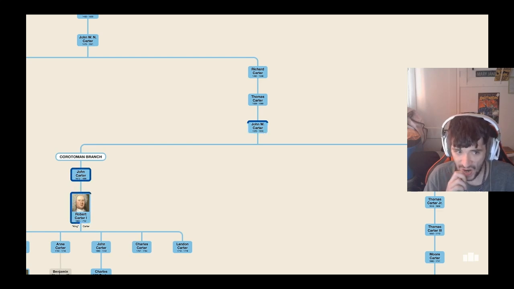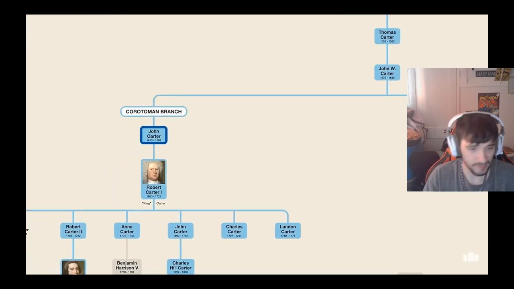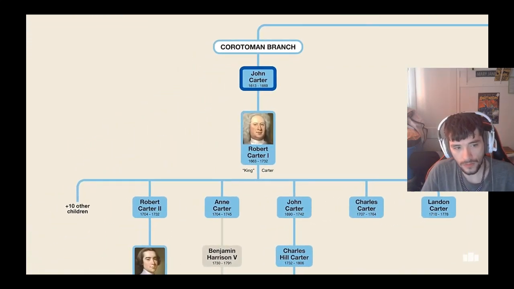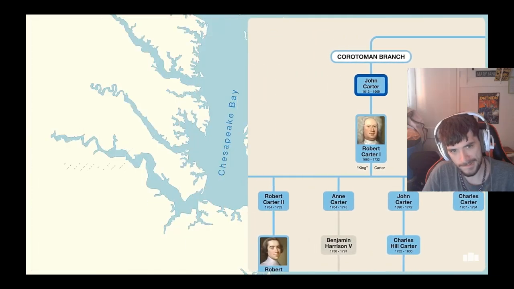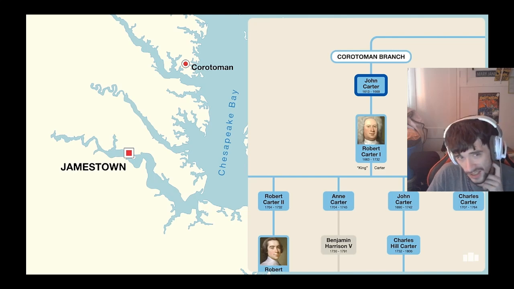Now, before we look at the Isle of Wight branch, which leads to Jimmy Carter, I first want to tell you about this Corotoman branch. John Carter, having been born in England, decided in 1635 to immigrate to the colony of Virginia. That was just 28 years after the founding of Jamestown, Virginia, the very first permanent English settlement in the Americas. So this means that the Carters go way back in terms of American history. Yes, they go way back. John Carter built a plantation on the Corotoman River, hence the name of this branch.